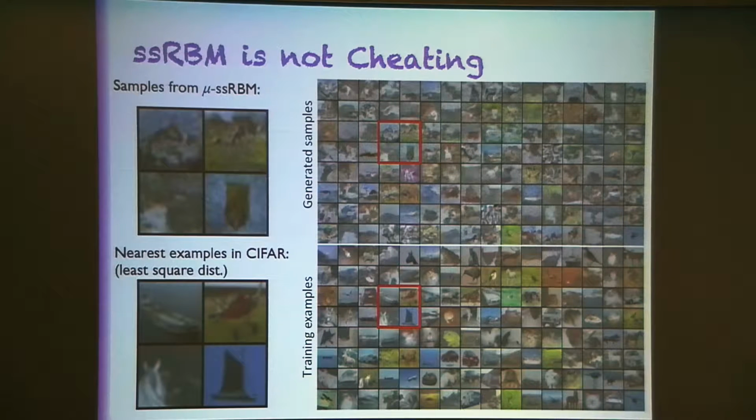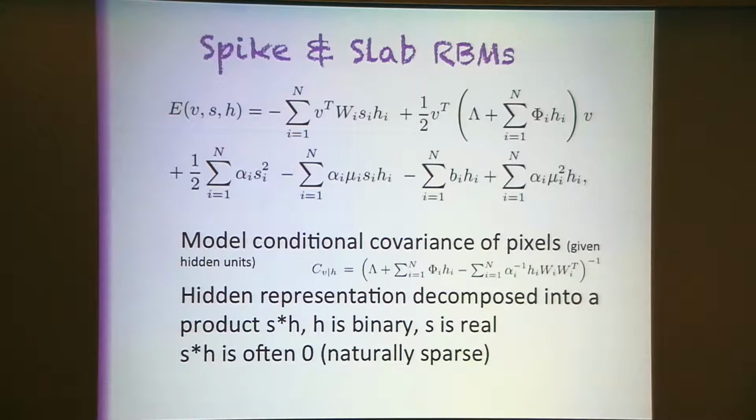I want to mention something about the spike and slab RBM because I had some questions about it from some of you. So these were some of the samples we talked about yesterday that I consider to be amazing samples of small images at least. I didn't show the details of the model, and I'm just going to skim the surface here.